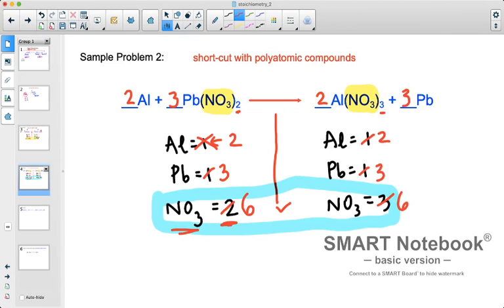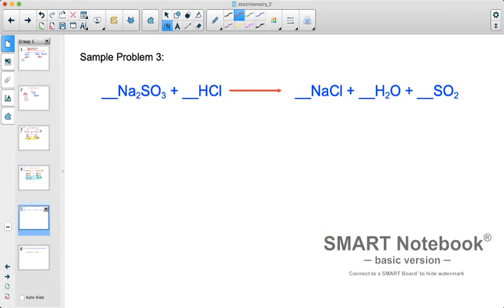And if I double check, am I balanced? 2, 3, 6, I'm completely balanced. So this equation is now balanced with those coefficients. And this is a shortcut you can use with polyatomic compounds. Now, if perchance you have polyatomic compounds that do change from the reactant side to the product side, then you can't use that shortcut. So let's take a look.